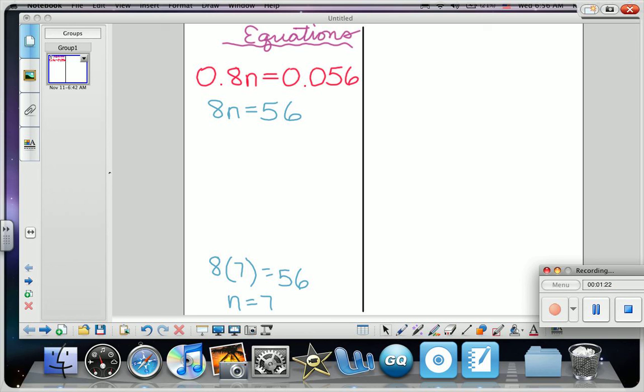If you take your 8 and you divide it into 56, so a little side here, 8 into 56, that is 7. Okay, you kind of had to know your math facts for that too, but you can think of it as 8 goes into 56 7 times. So here again, n equals 7.